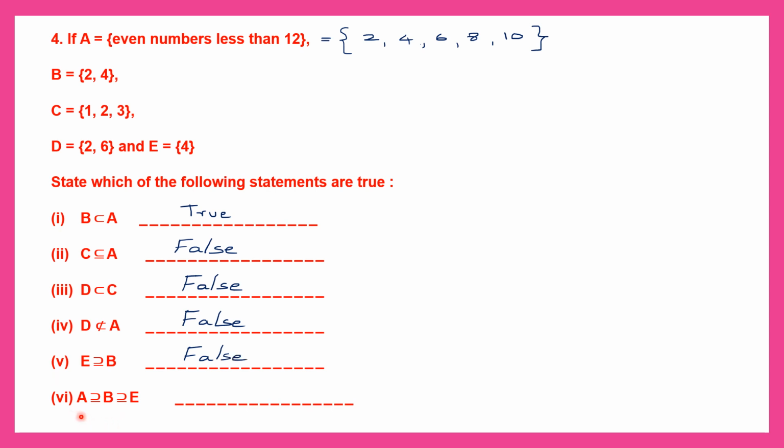Next one, A is a superset of B. Now let's see that. So this is A and let's see B, 2 and 4. All the elements of B are there. That means A is a superset of B. Then what does it say? B is a superset of E. Now B has 2 and 4 and E has 4. So definitely B is a superset of E because E is a subset of B. So this statement is true.